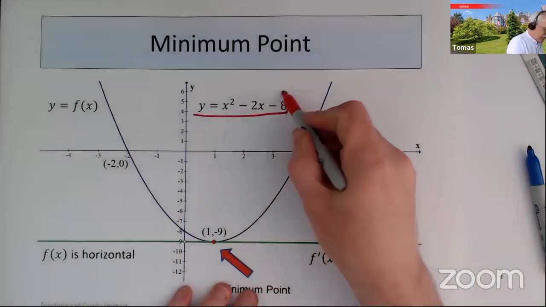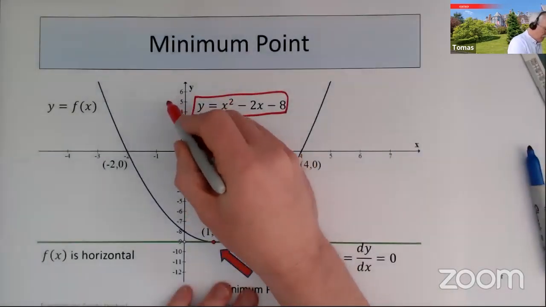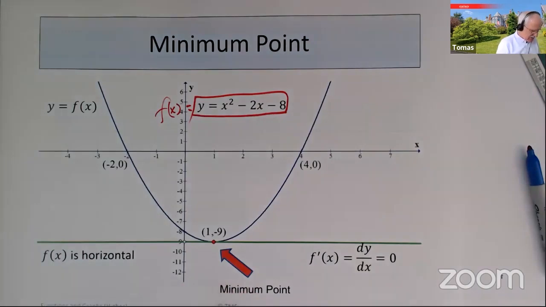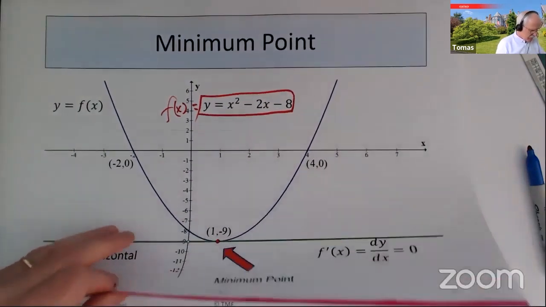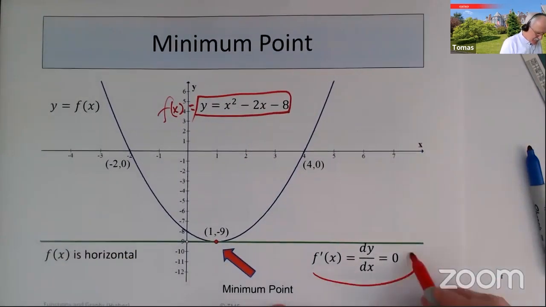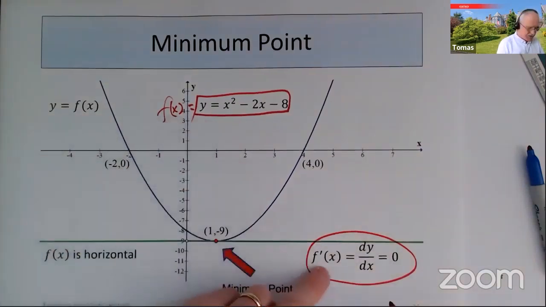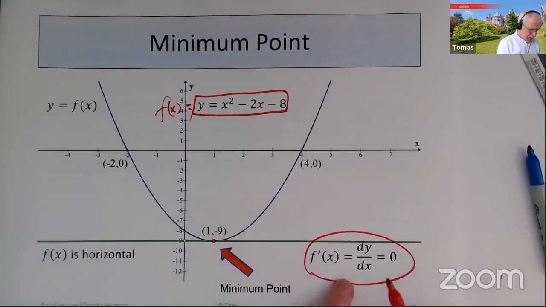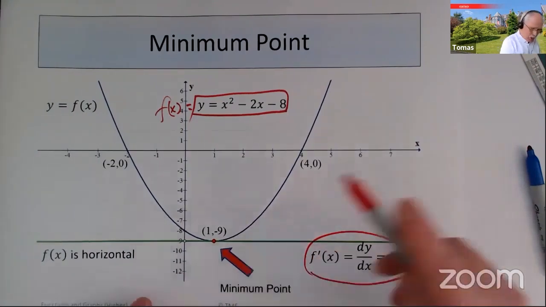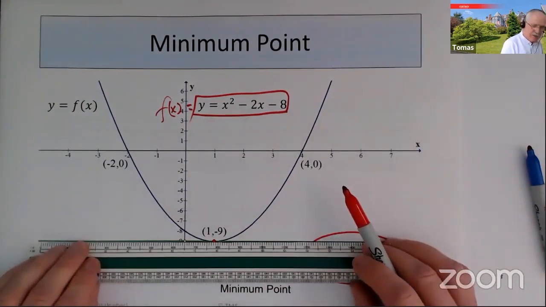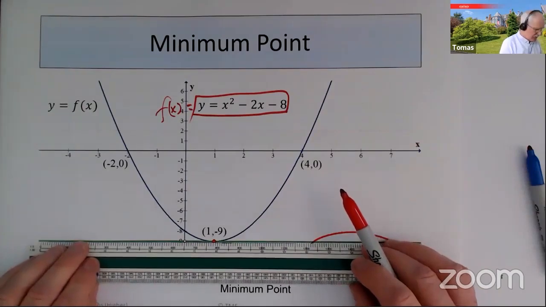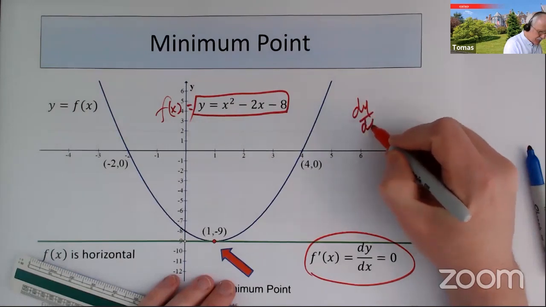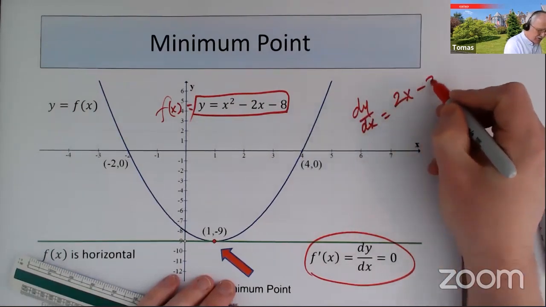We have here the graph y is equal to, or if we want, f(x) equals, right? We've calculated dy/dx here, or f dash x, the same thing, dy/dx equal to 0. We know that the slope at this point is 0. That's the only point it happens. Now, we got the slope dy/dx is equal to 2x minus 2.